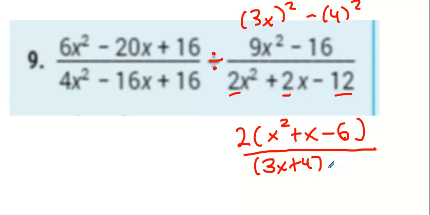Okay, excellent, all right? Now, likewise, on this other one, it needs a bit of prep work as well. Okay? This one I'm going to have to take out 2. All right?